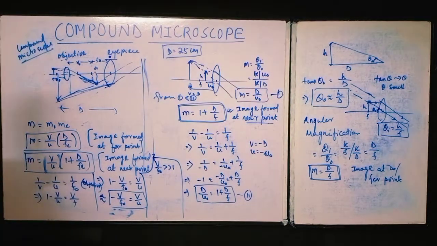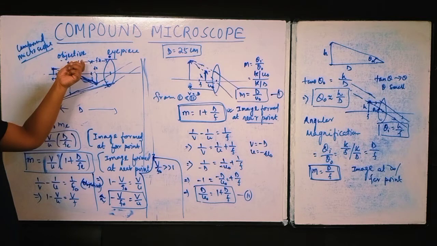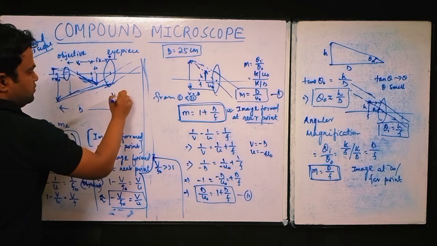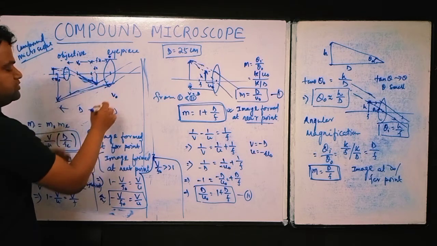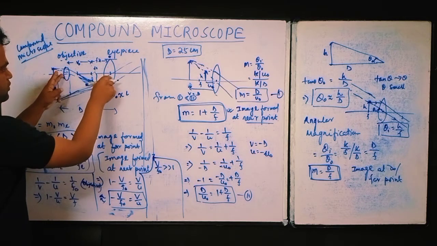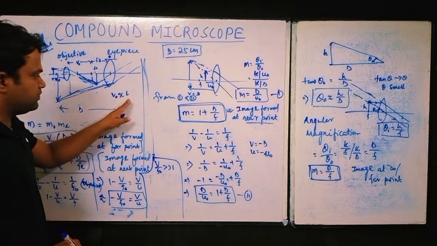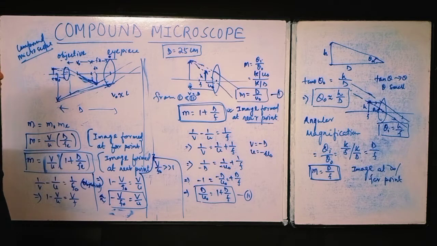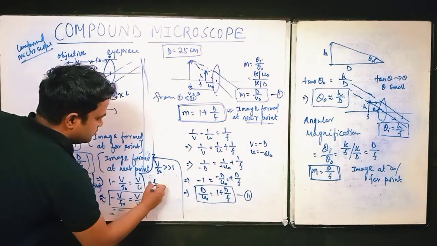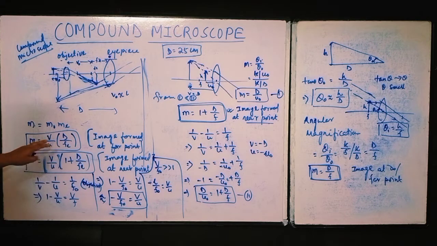And also, V0 is very close to the eyepiece. This will be very small as compared to V. So V0, the image formed by the objective, is approximately equal to the length of the tube, let's say, the distance between the two lenses. V0 is not exactly, but approximately equal to the length of the tube. So instead of V by F0, you can write minus L by F0. L by F0 is equal to V by U. So this formula will be modified in terms of L if you want to write.